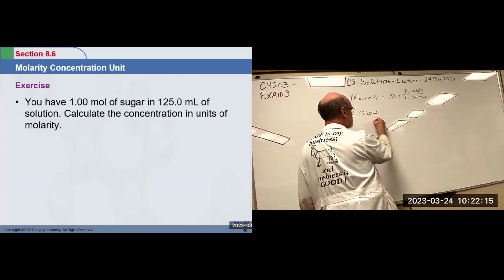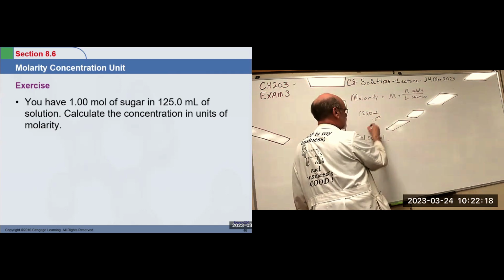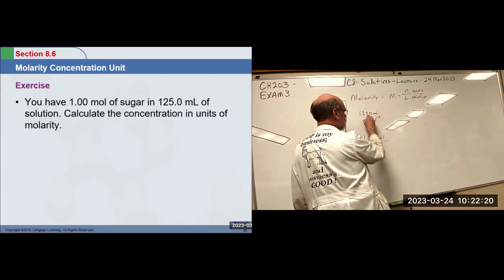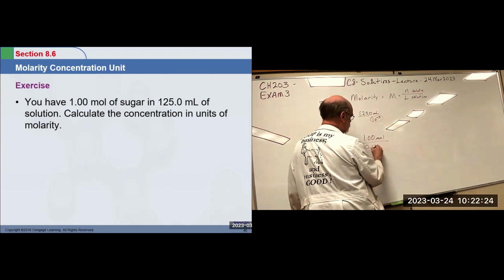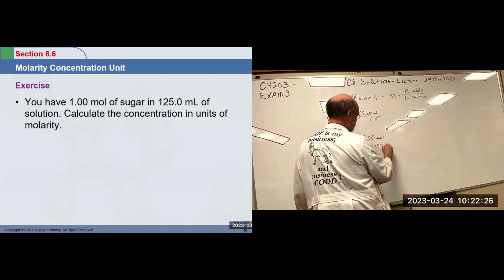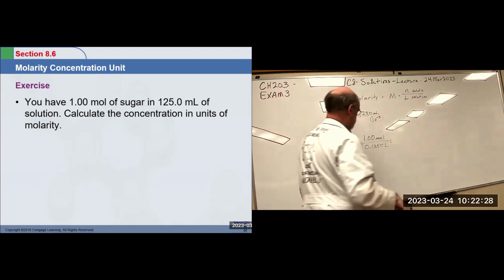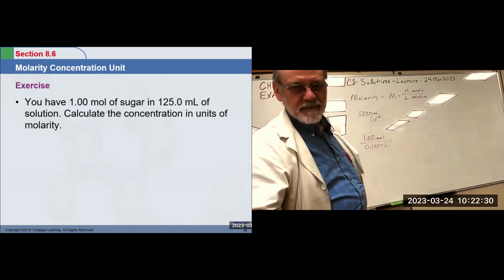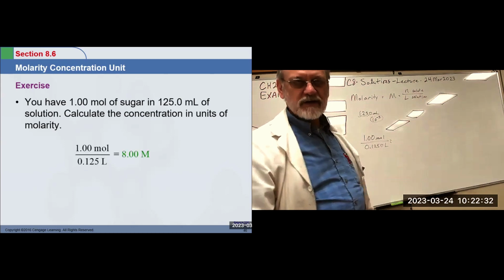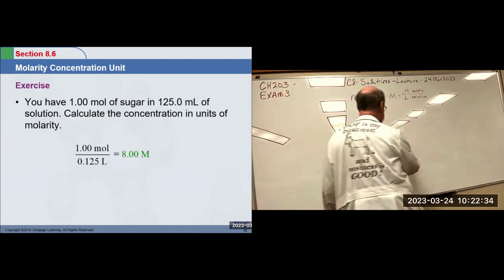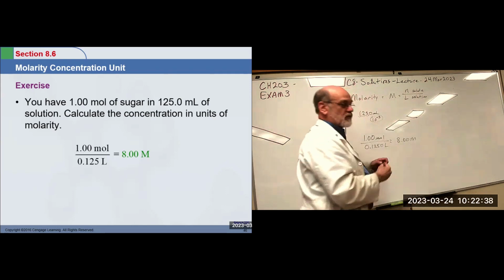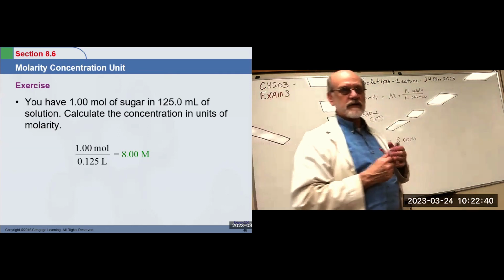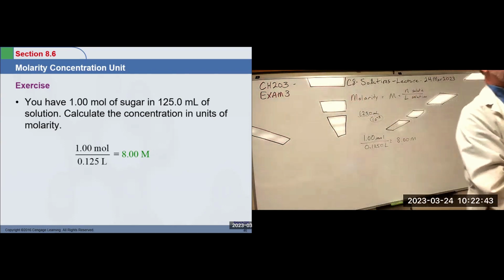Milli means what? 10 to the minus 3. So we take that and move 1, 2, 3. 0.125 liters. Divide that into 1, and you get 8 molar. So this solution is 8 molar. That would be considered a concentrated solution, not dilute, that's concentrated.